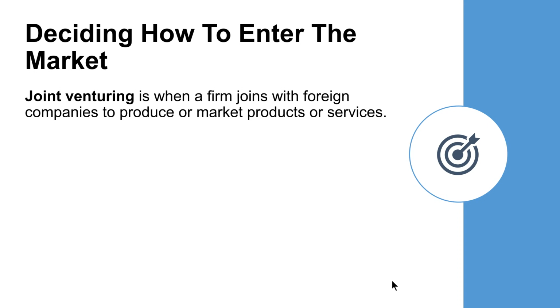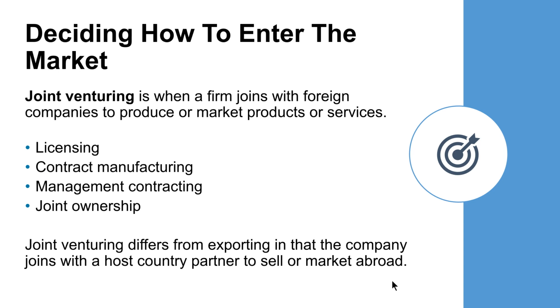Again, there's joint venturing. This is where you actually join with a foreign firm to produce or market products or services, or even have a marketing team that you joint venture with. There are 4 types of joint venturing: licensing, contract manufacturing, management contracting, and joint ownership. Joint venturing differs from exporting in that the company joins a host partner to sell or market abroad. In exporting, whether it's indirect or direct, it's you on your own.